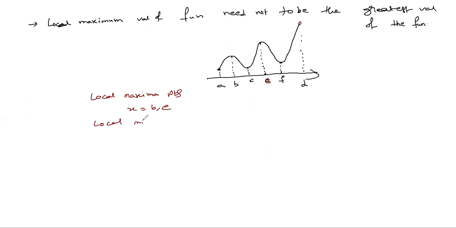So local minima points. What are the local minima points? X equal to A. At A also local minima exists, and at C, at F. Okay? Understand? At D, there is no output you can observe.